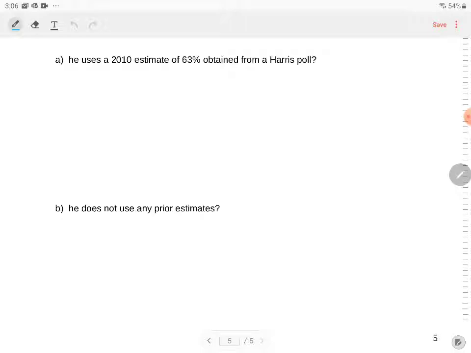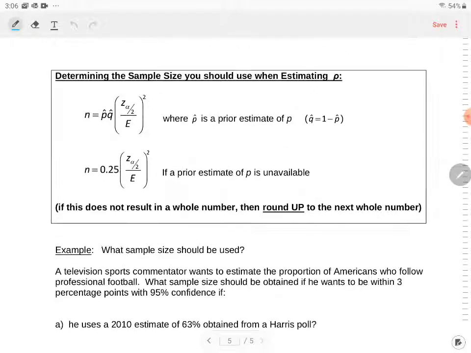All right, number 5, page 5. We would like to find the sample size. Okay, so if you know the point estimate, p hat, before you start the problem, sometimes it's given, sometimes it's not. We'll use this formula. P hat times q hat, parentheses, z alpha over 2 divided by E, where E is your error, quantity squared. And again, see right here, q hat is equal to 1 minus p hat. If you don't know your point estimate, we use 0.25. That becomes a half times a half, which is 1/4.